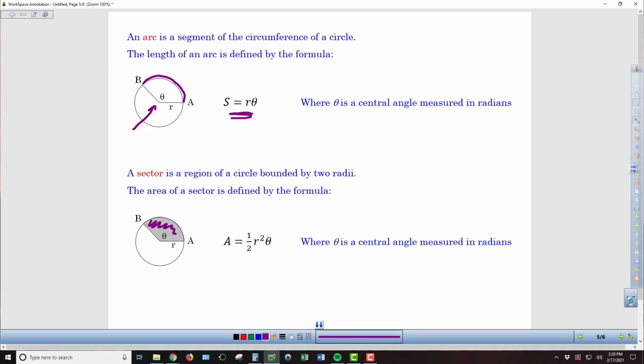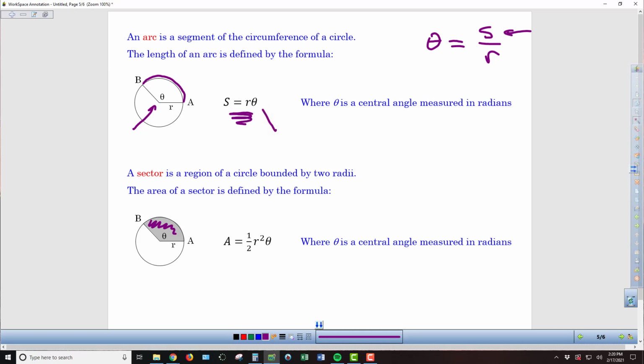Now, for the formula for the arc length, this is just a rearrangement of our definition of radian measure. If you'll recall, that was theta equals the arc length, S, divided by the radius, R. So if I just multiply both sides by R, I isolate the arc length. And so that's what we have here.